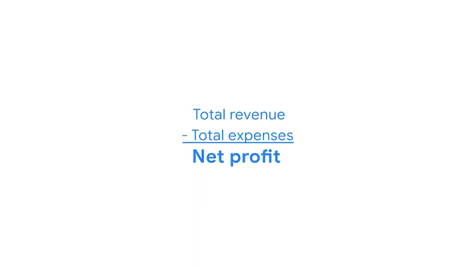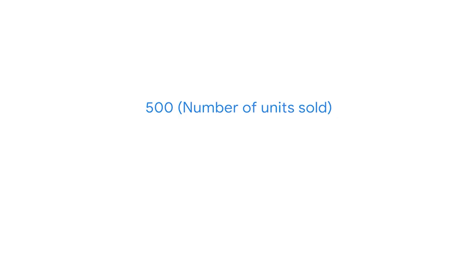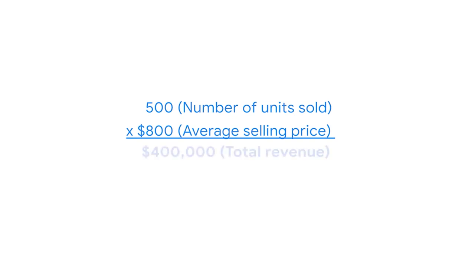The final step is to subtract the total expenses from the total revenue. The result is your net profit. Let's use the same example we used earlier to demonstrate how this works. For instance, let's say the custom suits retailer sold 500 custom suits in the last 6 months for $800 each. 500 times $800 equals $400,000. That's the total revenue for the product.